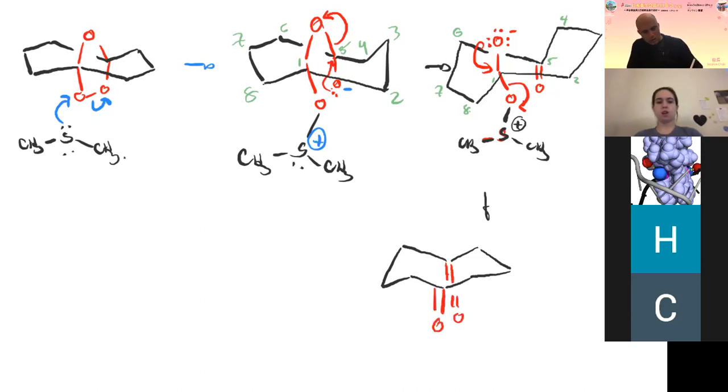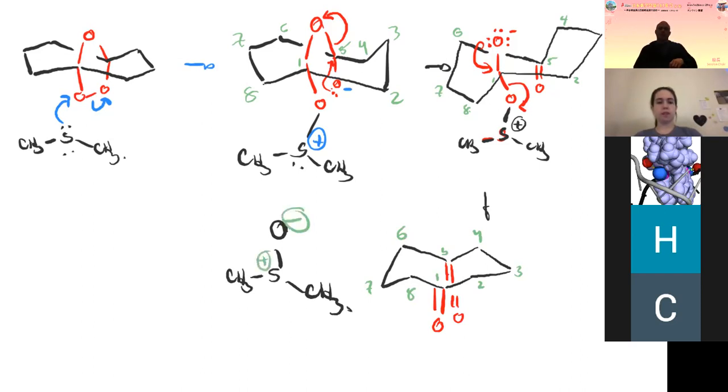Okay. And then numbering again, 1, 2, 3, 4, 5, 6, 7, 8. And then the byproduct is the sulfur methyl oxide, or whatever it's called. Yeah, DMSO. So you probably use this in lab. It's a very common solvent, dimethyl sulfoxide. Yeah, so that leaves, and then that's all she wrote.